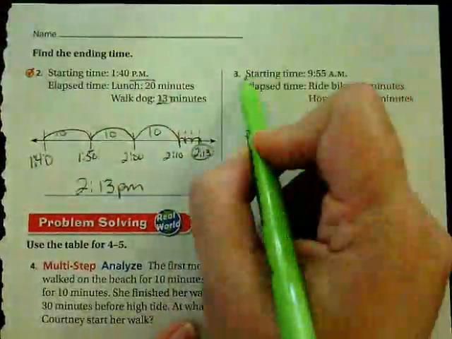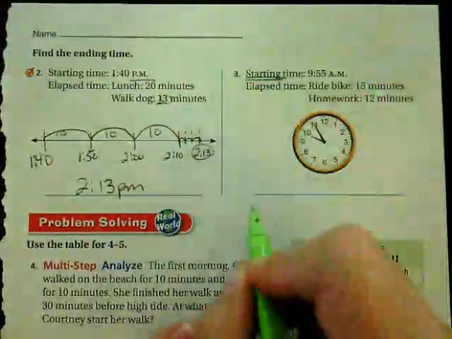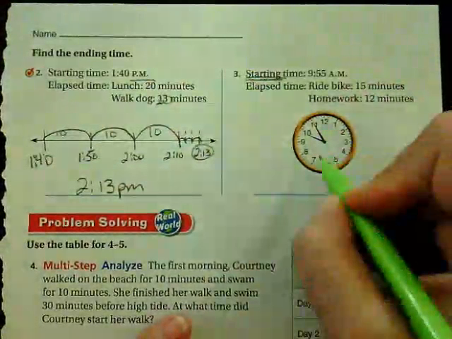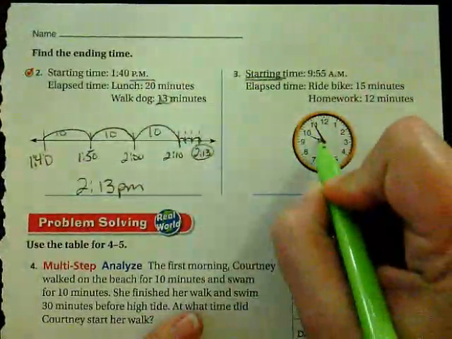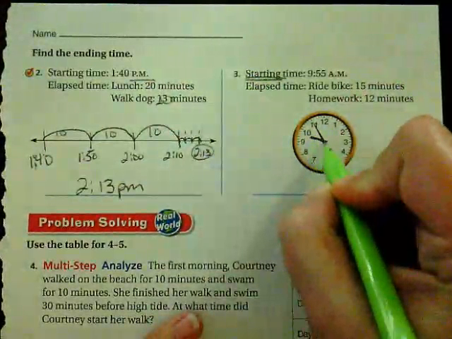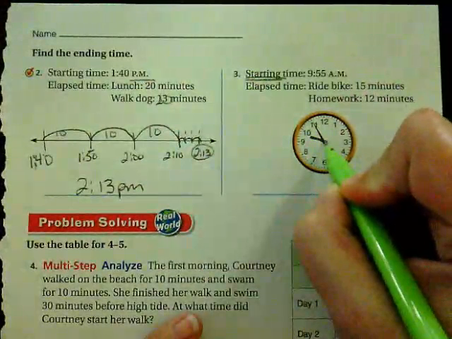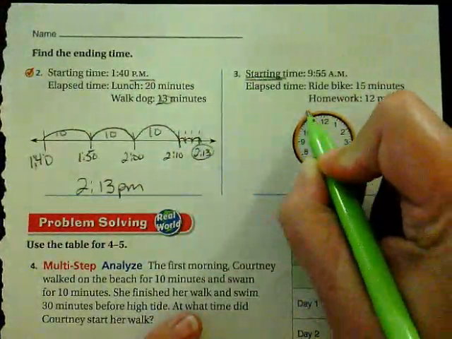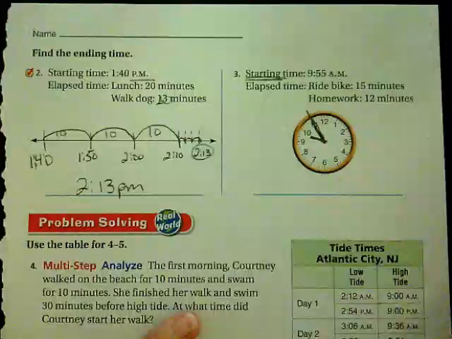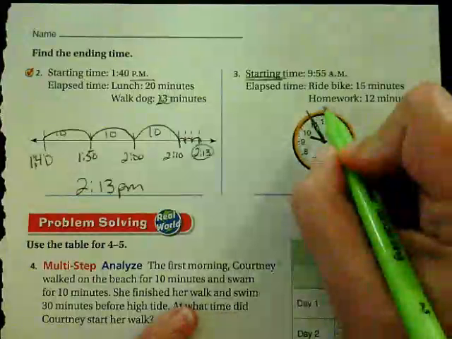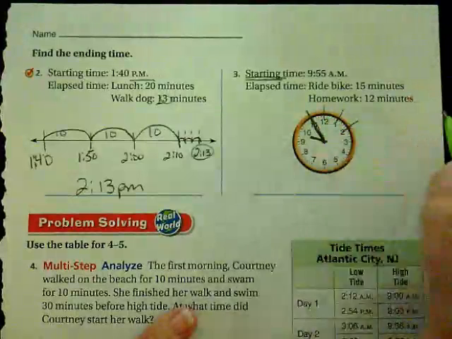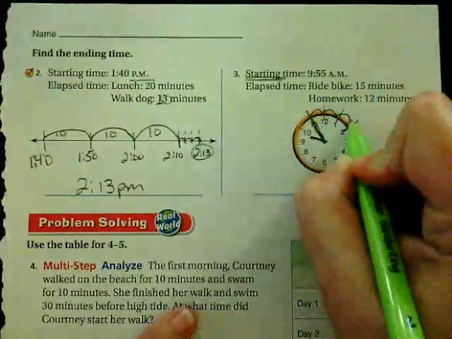Let's do another one. Starting time is at 9:55. Let's find 9:55. All right, my hour hand is between my 9 and 10. It's closer to the 10 because it's almost 10 o'clock. And my minute hand is at 11, which is 55 minutes. Okay, I need to go 15 minutes for a bike ride. So 5, 10, 15 minutes for a bike ride.